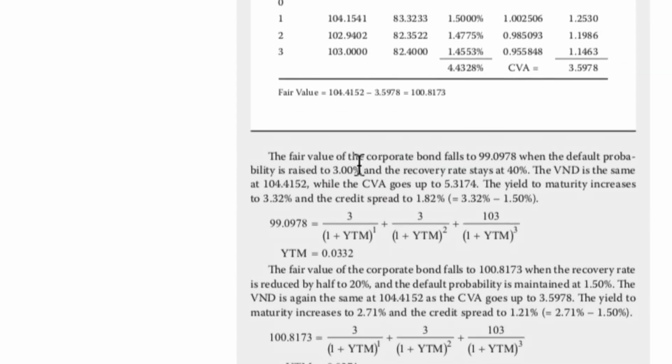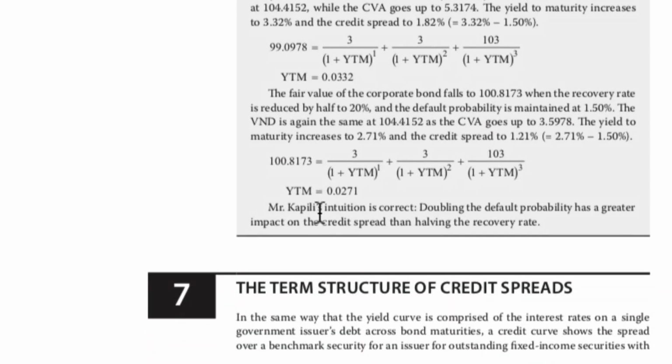So let's see what we have. The fair value of the corporate bond falls to 99.0978 when the default probability is raised to 3% and the recovery rate stays at 40%. Let's just flip over to the next paragraph. The fair value of the corporate bond falls to 100.8173 when the recovery rate is reduced by half to 20% and the default probability is maintained at 1.5%. So we can see the fair value falls to 99 when we double the default probability. So our conclusion: Mr. Capilli's intuition is correct. Doubling the default probability has a greater impact on the credit spread than halving the recovery rate.